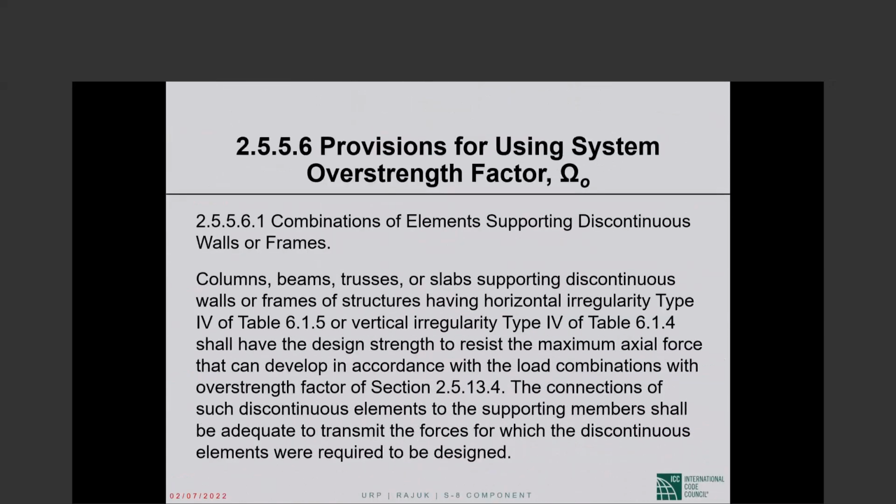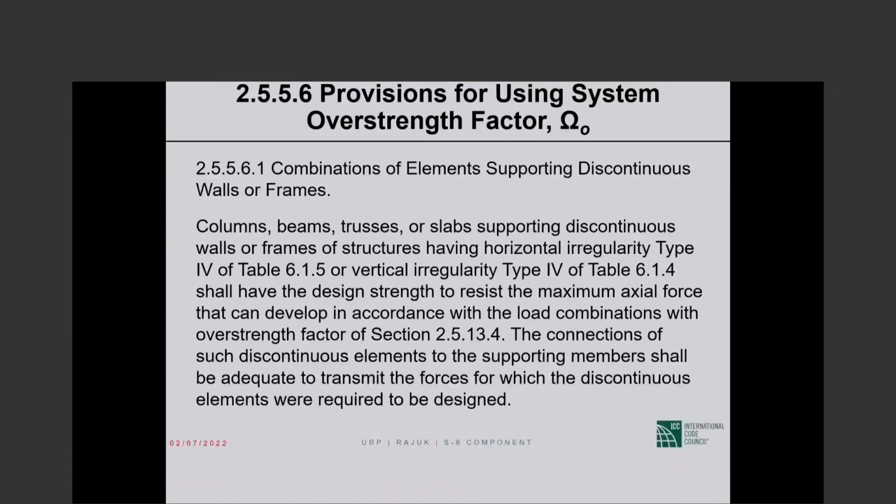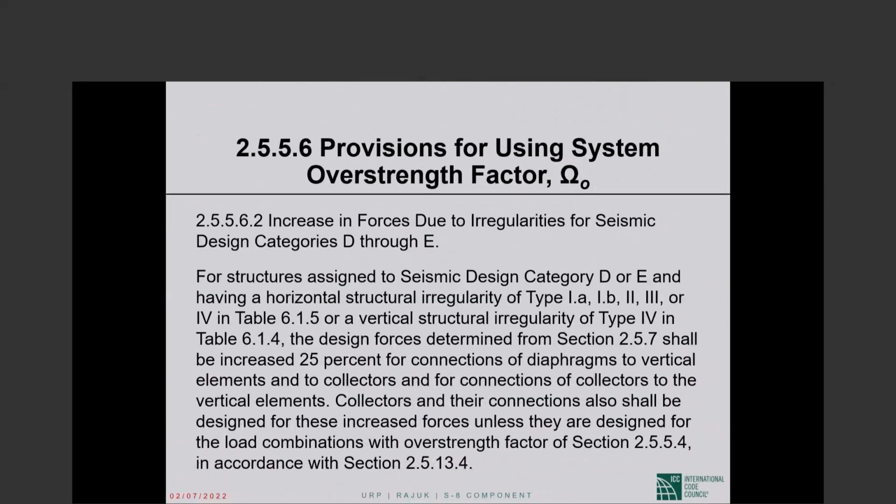Where does the BNBC require you to use special seismic load combinations? As I said, the cantilever column base is not there, but elements supporting discontinuous wall subframes is very much there. I will not read the text. The important thing is it's there.